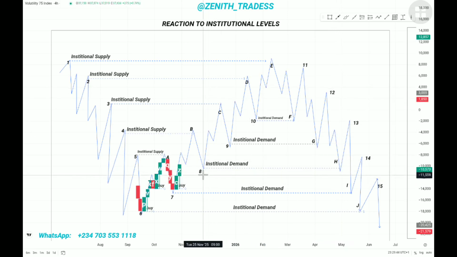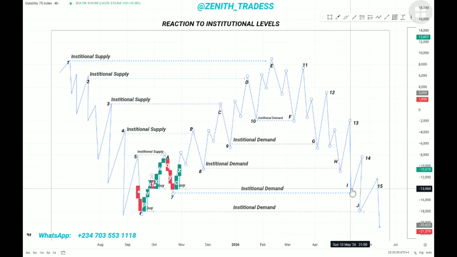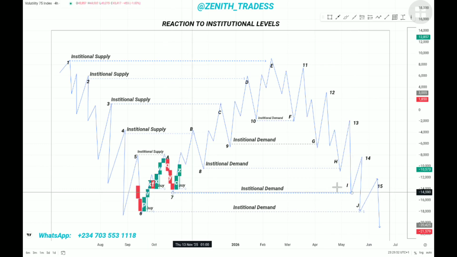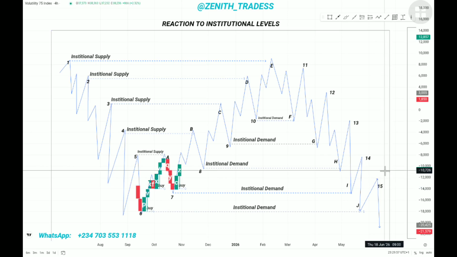H reacted to 8 before it pushes price to 13. Now, I reacted to 7 before it pushes price to 14. J reacted to 6 before it pushes price to 15. So this is how reaction works.